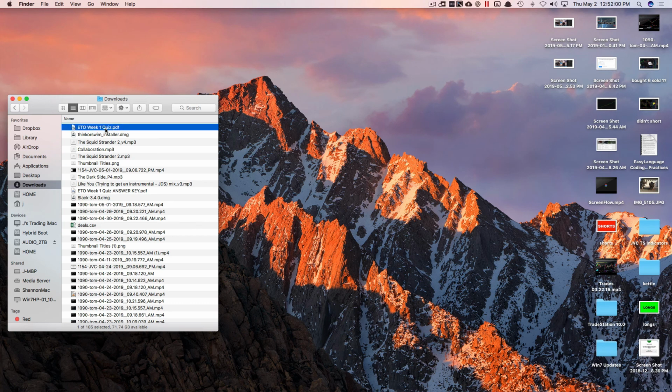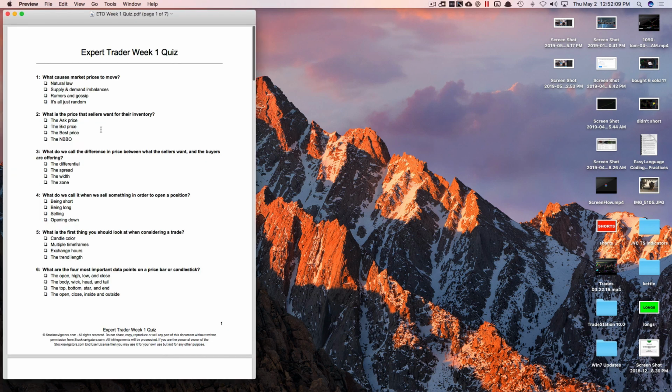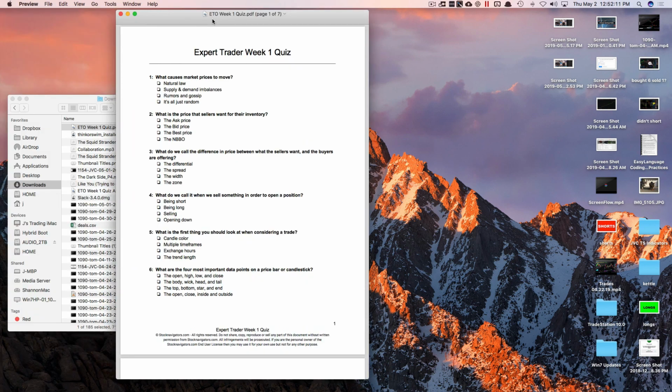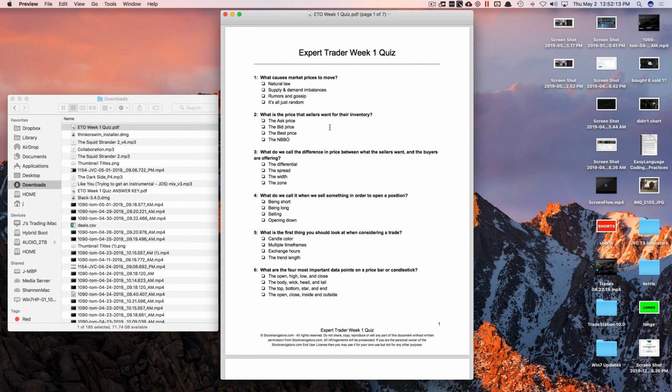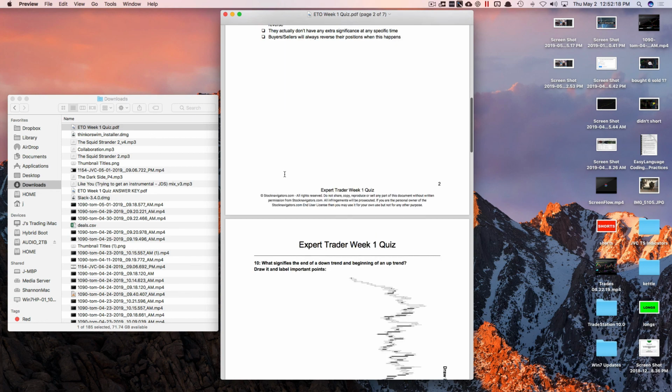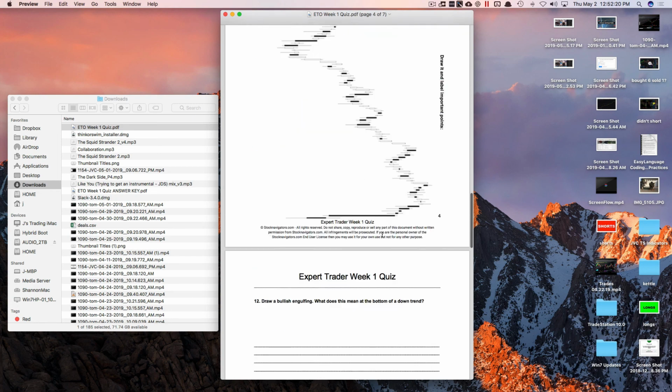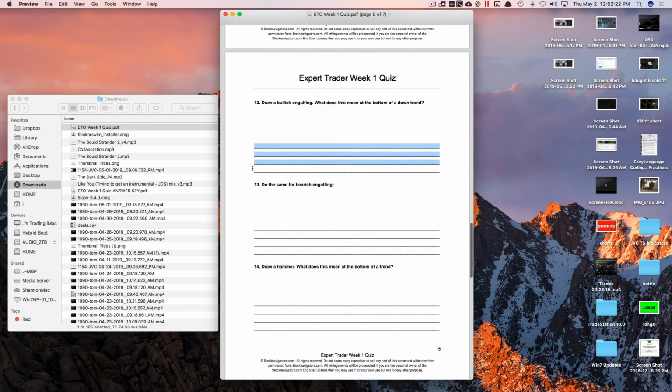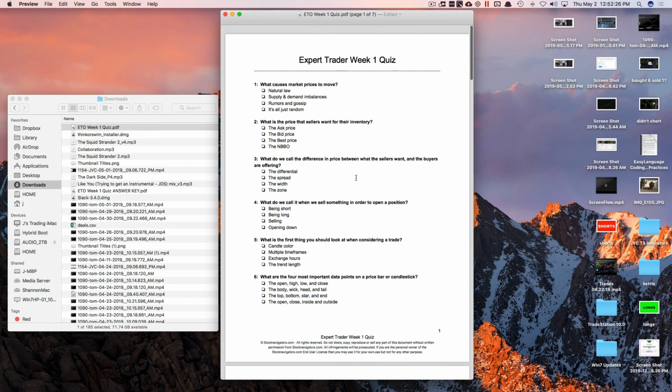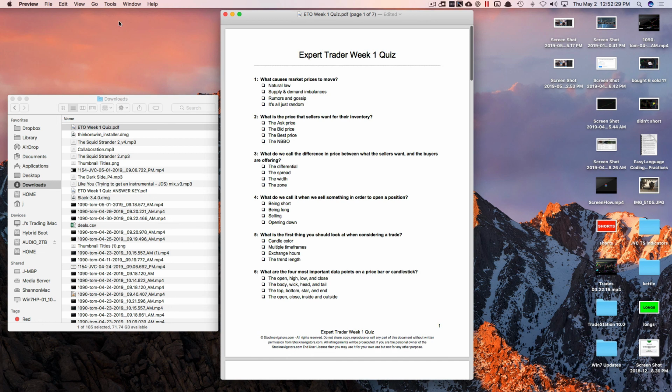Now on Mac, as I mentioned, it already comes with built-in support for PDFs. You don't need to add any third-party program or anything like that on the Mac. So just go ahead and double-click that file, the quiz, and it will come up like this. And you can see that they are largely multiple choice, but there are also some drawing questions. And also a few say it in your own words, explain, etc. questions.